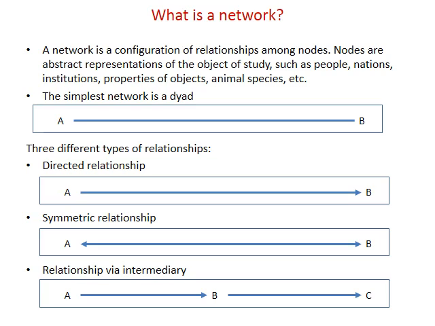If it is a symmetric relationship, in this case, A is connected to B and B is connected to A via the same type of relationship. Friendship is typically a symmetric relationship. Also, there is an indirect type of relationship in which A may be connected to another agent C via the presence of intermediary B.